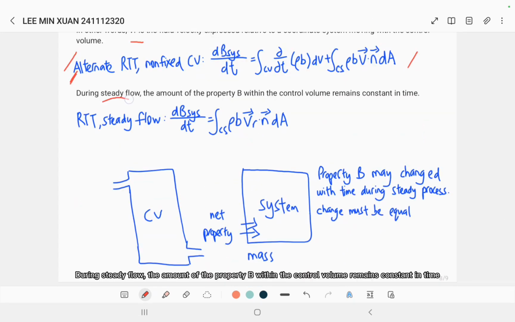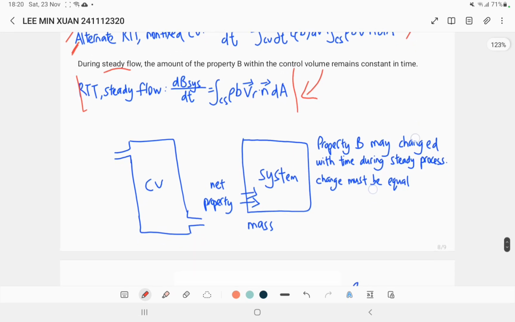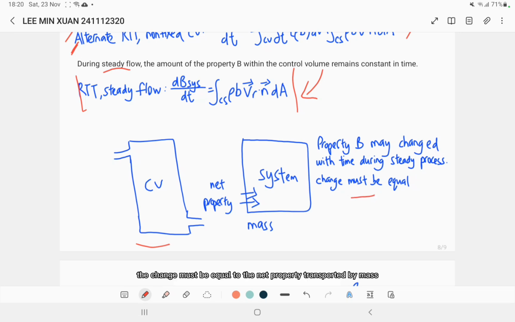During steady flow, the amount of the property B within the control volume remains constant in time. Therefore, the Reynolds transport theorem reduces to this form. So the time derivative in these equations becomes 0. Note that unlike the control volume, the property B of the system may change with time during a steady process. The change must be equal to the net property transport by the mass.